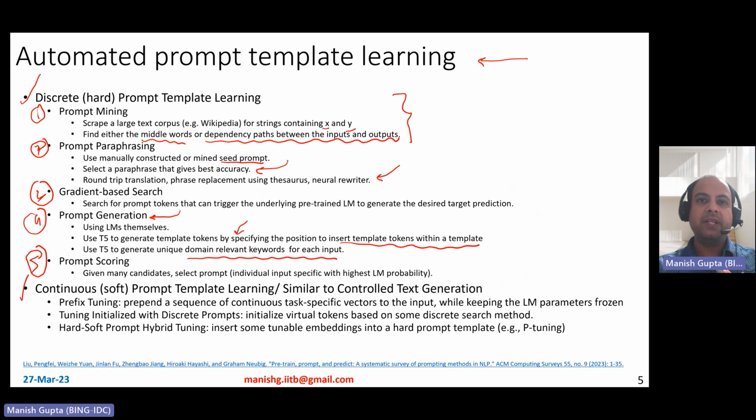So then you could also bring in some keywords using a T5 model and include them in the prompt, so as to have an input-specific prompt. Okay. Lastly, prompt scoring. If you have several candidate prompts coming from any of these methods, then you can select the best prompt, which could be individual, input-specific, such that the prompt has the highest language modeling probability. So those are all automated ways of coming up with hard prompts or discrete prompts.